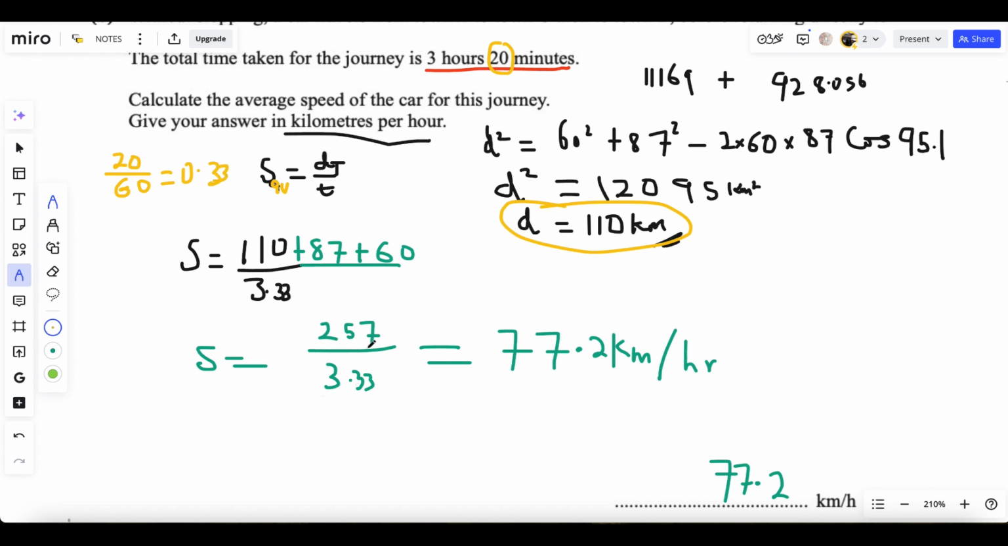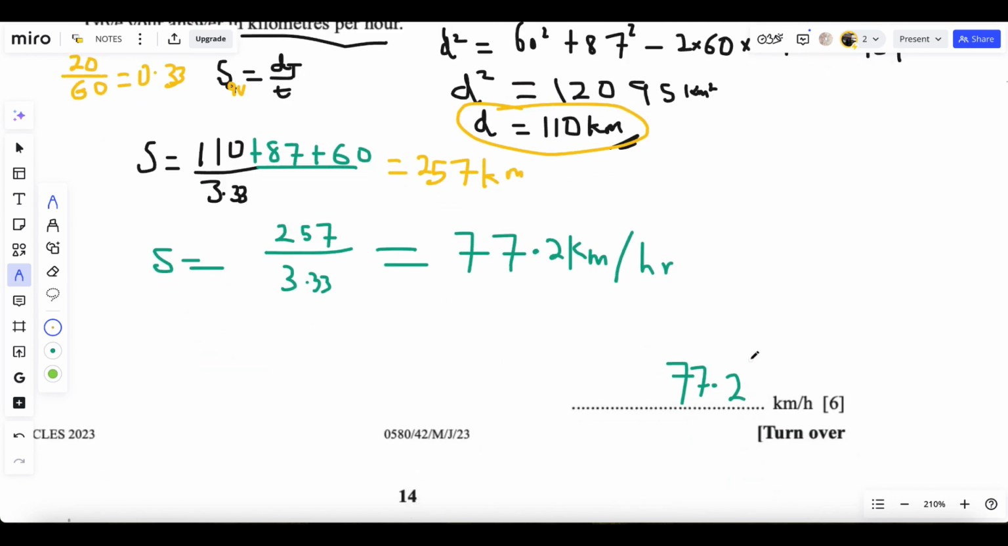That's how we got our total time: 0.33 plus 3, you get 3.33. So you now say your total distance, which is 257 kilometers that the car has traveled, divided by the total time taken, which is 3.33, and it will give us 77.2 kilometers per hour. This will be the average speed of the car in the entire journey. If you're able to do this, you get 6 marks.